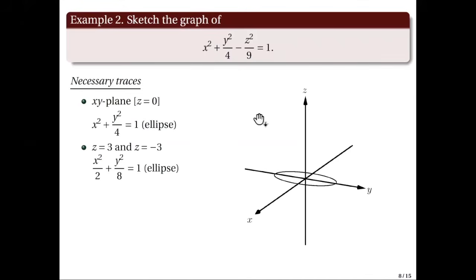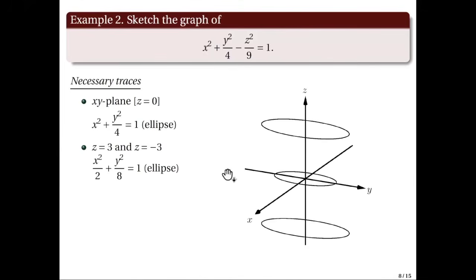You do the same thing for the plane z equal to negative 3. The 2 ellipses will have the same size. Okay, so we get these traces. Now, once I have these 2 ellipses, the 2 hyperbolas can be easily drawn.